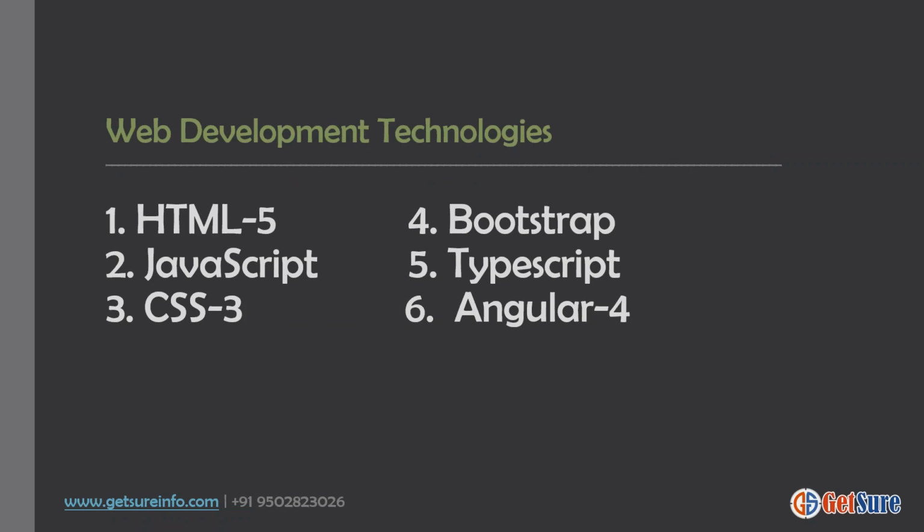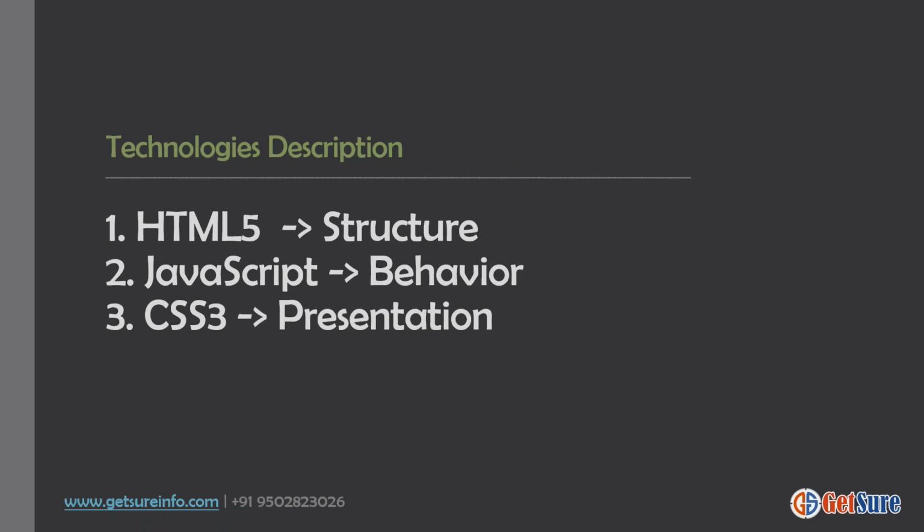So what are the technologies required for this web development? One is HTML. Second one is JavaScript. Third one is CSS. Fourth one is Bootstrap. And fifth one is TypeScript. And sixth one is Angular 4. So what is HTML? We will see now.